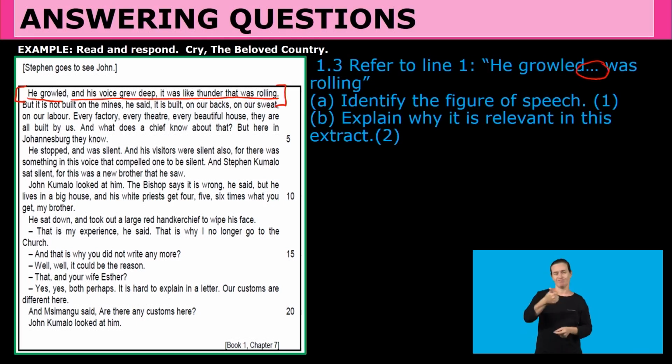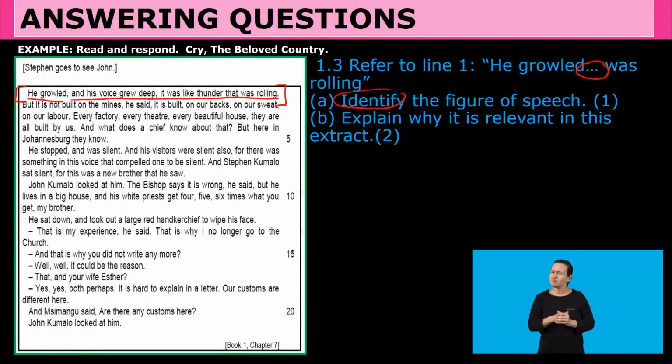Now, identify simply means tell me what it is, list what it is. So this one is pretty easy to understand. But now this one here, explain why it is relevant, okay? So that means there's something hidden behind why his voice is growling. Why is it sounding like thunder, okay? So let's see what our response identifies.